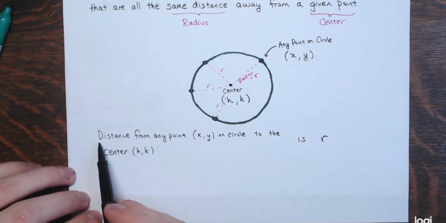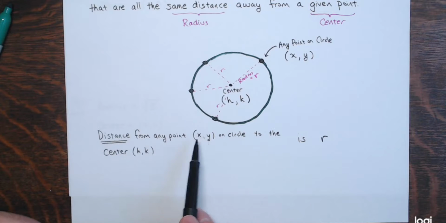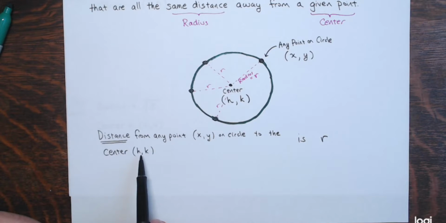So I'm hoping you remember. I'm not going to teach you again. I've done this in previous videos. I'm hoping you remember the distance formula. How do I express the distance from point (x, y) to point (h, k), or from point (h, k) to (x, y)?